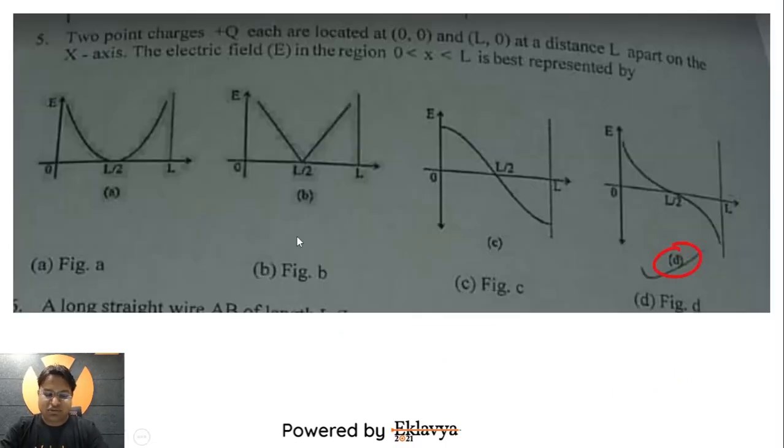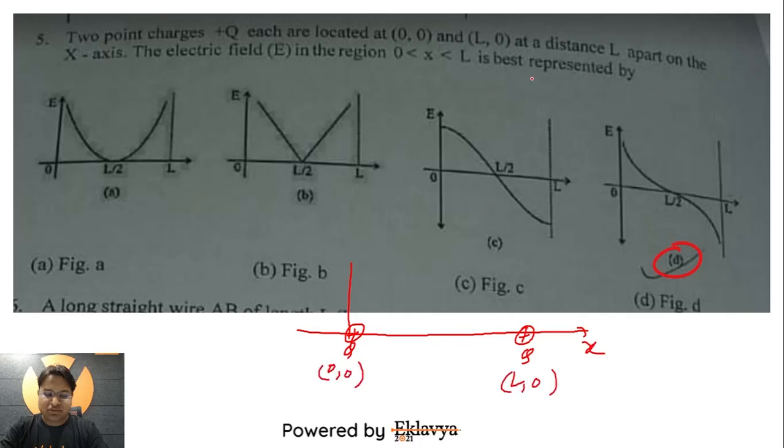Okay, this is the next question, and again it is one of the standard theory questions. You don't even need to solve this question. So it says that there are 2 point charges Q and Q, and they are located at 0 comma 0 and L comma 0. So we can consider this as the origin. So this is the x-axis, this is 0 comma 0, and this is L comma 0.